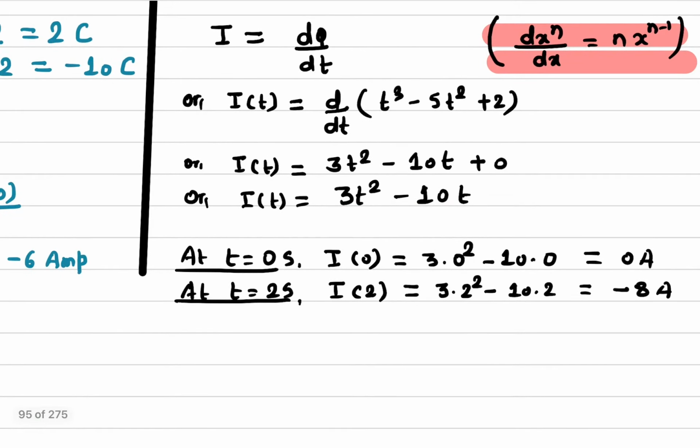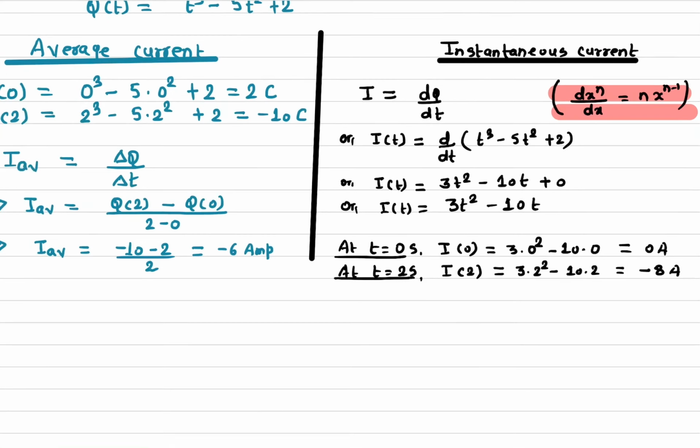Now plug in time equals 0. In this equation, 3 times 0 squared minus 10 times 0 is 0 ampere. Now plug in time equals 2 seconds: 3 times 2 squared minus 10 times 2. If we solve it, we get minus 8 ampere. So the current at time equals 0 seconds was 0, and at time equals 2 seconds it was minus 8, and the average current in between is minus 6 ampere.